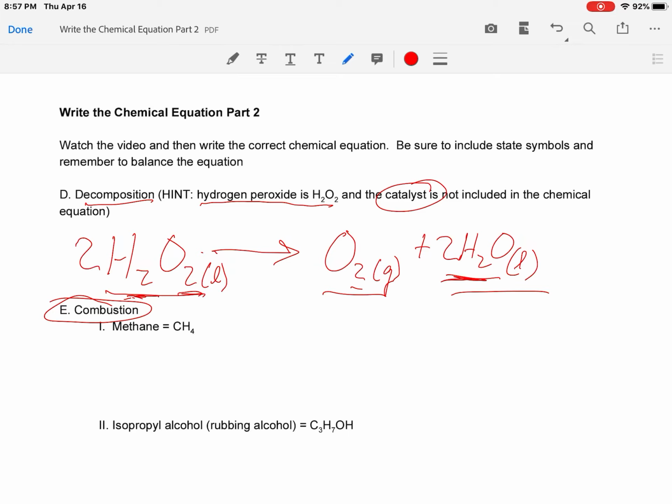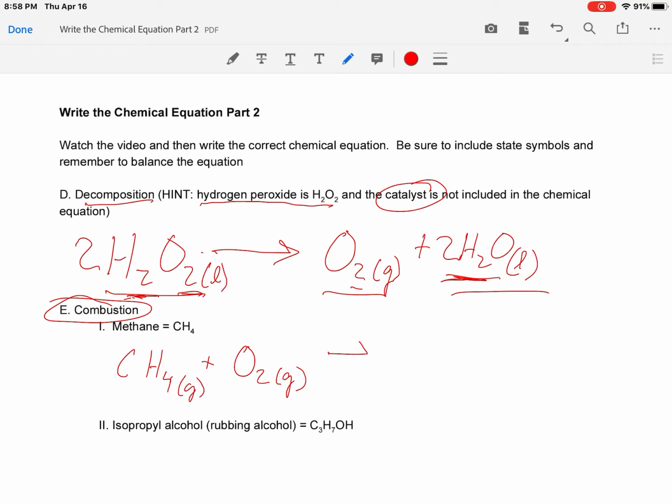Combustion reactions are going to involve some compound that contains carbon and hydrogen. In this case, it is just simple old methane, CH4. And then that hydrocarbon, that carbon-hydrogen compound, is going to react with oxygen. It's always going to react with oxygen. It is burning in oxygen gas. The CH4 is also a gas.